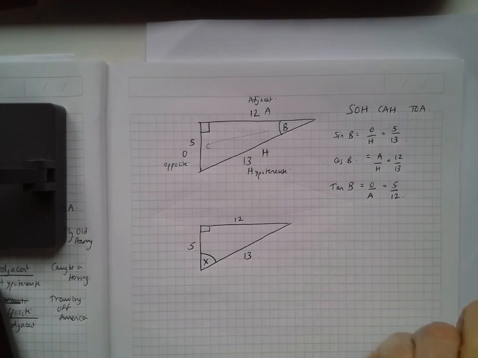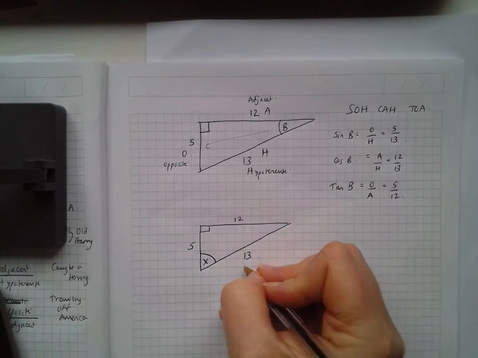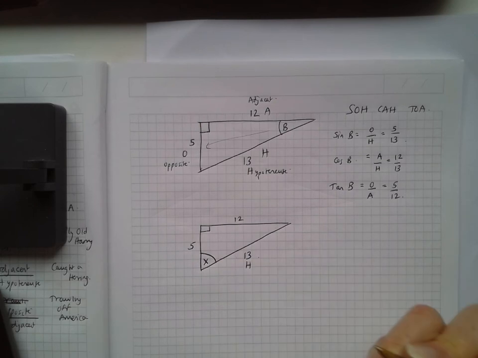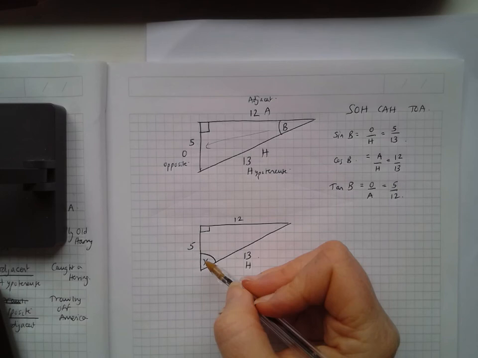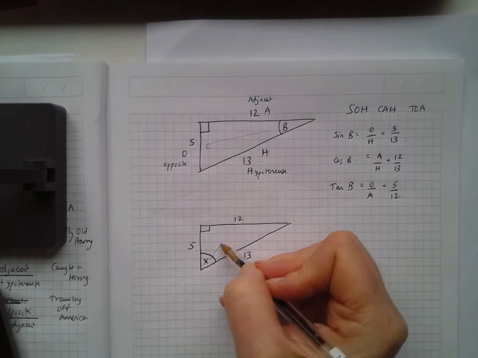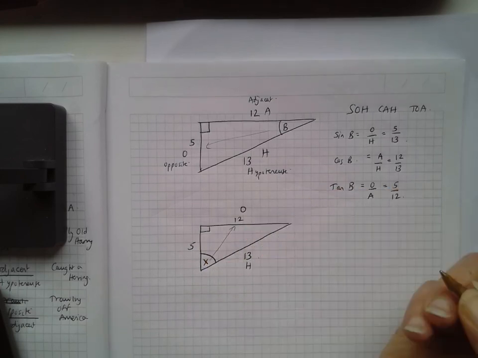What you'll notice is that our labeling changes. Here this stays the hypotenuse because it's the side opposite the right angle. So it's always the hypotenuse. But the side that's opposite our angle is now this side here, the side that's 12. And the side that's adjacent to our angle is actually this side, 5.